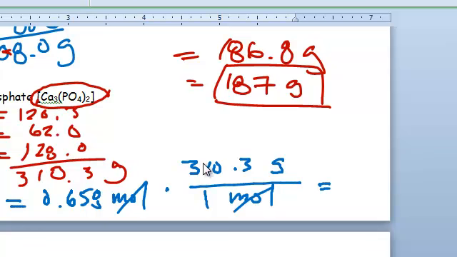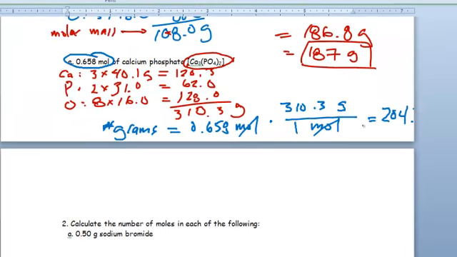All right. Now, if the molar mass is 310.3 and we only have 0.658 moles, that's about 2/3 of a mole, right? So again, if we put our common sense hats on, we should expect the final answer to be around 2/3 of 310 grams, which would be about 200 grams. So let's do that. 0.658 times 310.3, and I get 204.2 grams.